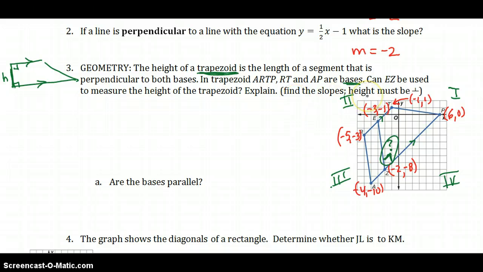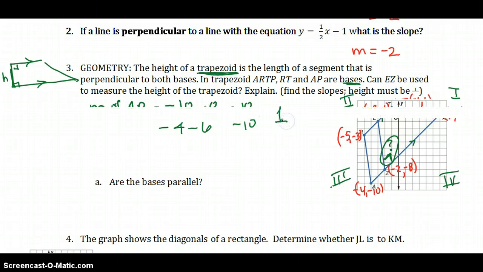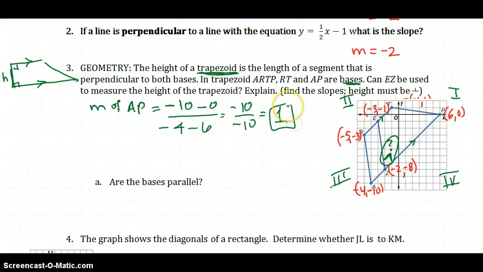So we need to find their slopes to determine if they are perpendicular. I'm just going to pick one of the bases, so I'm going to find the slope of AP, using (-4, -10) and (6, 0). So -10 minus 0 over -4 minus 6 gives me -10 over -10, which gives me a slope of +1. So that's the slope of AP.